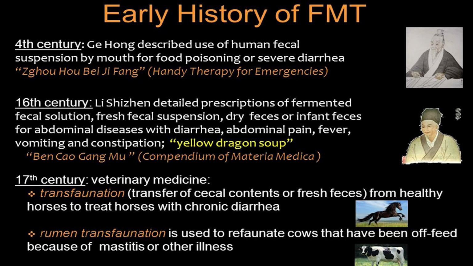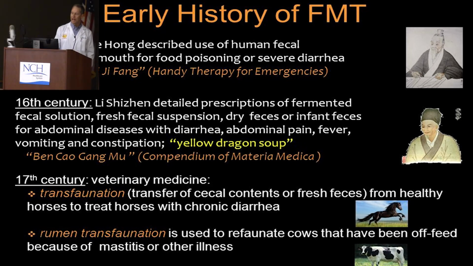So I want to digress for a moment to give you a little background on the history of FMT. In the Chinese journals, which I don't subscribe to, in the 4th century, it was first reported that a fecal suspension was used for treating individuals with intense diarrheal illnesses. This evolved in the 16th century in China, where they used fermented fecal material, fresh fecal suspension, dry feces, or infant feces for treating intense episodes of abdominal pain, fever, vomiting, and diarrhea, and it was designated yellow dragon soup.